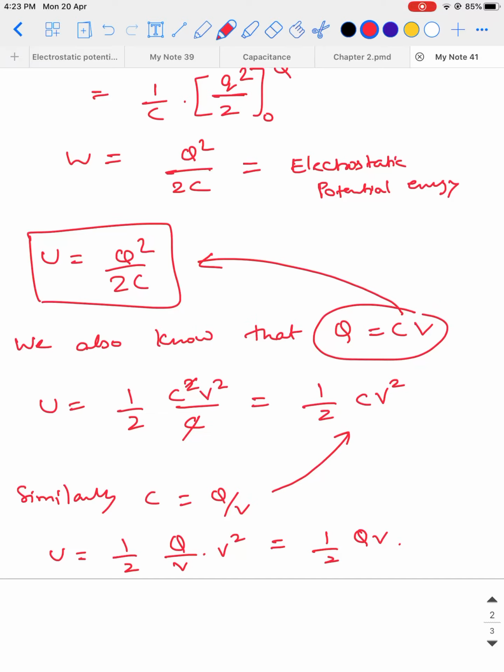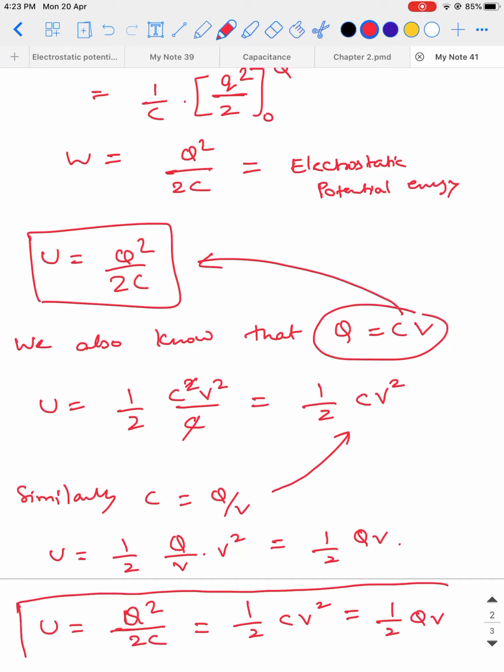So there are three formulae for the electrostatic potential energy stored in a capacitor. One is Q square divided by 2C, and this is also equal to half CV square. This is also equal to half into Q into V. Depending on the parameters given in the question, we have to use the appropriate formula.